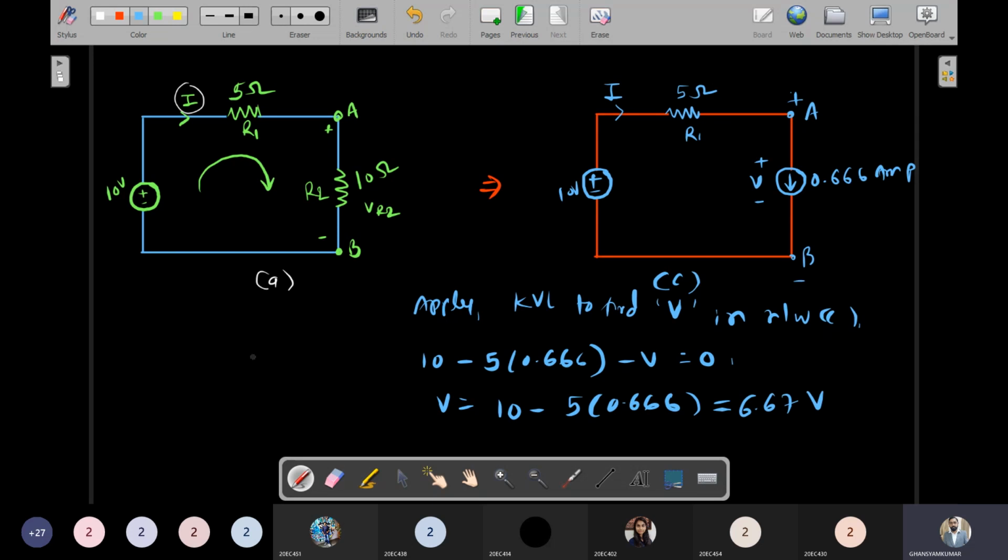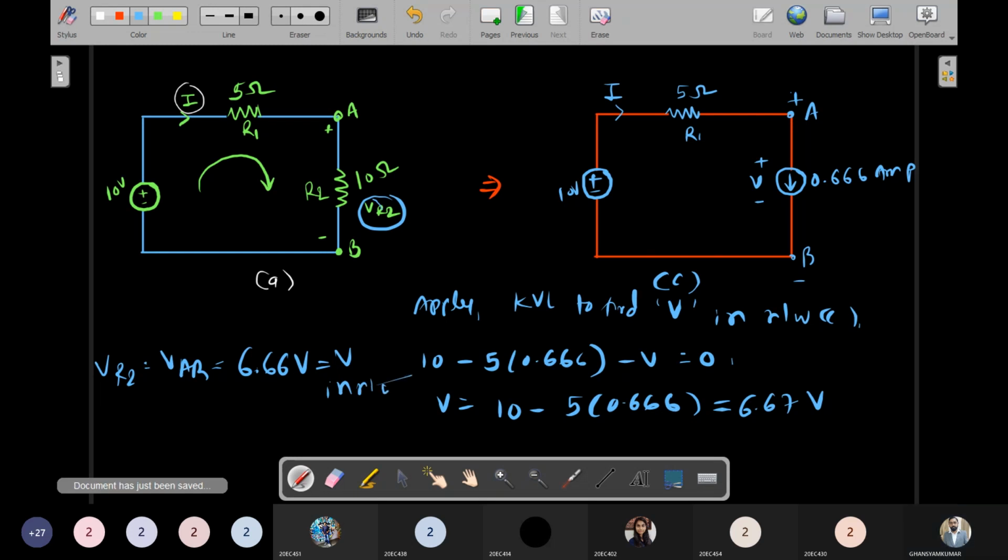And that is what you can compare with the last example, whatever VR2 we have found out. If you check the VR2, equal to VAB, and that is what we have got, 6.66 volt. You can compare, that is nothing but V we are getting in network C. Is it all right? Yes, sir.